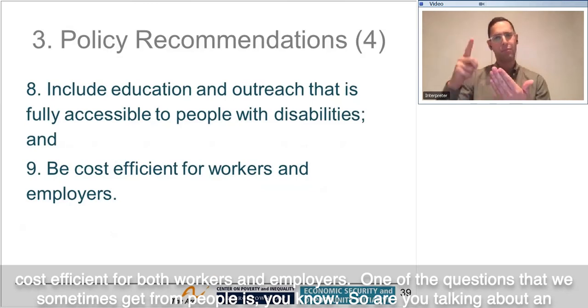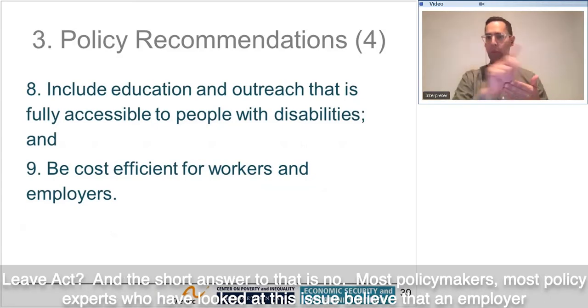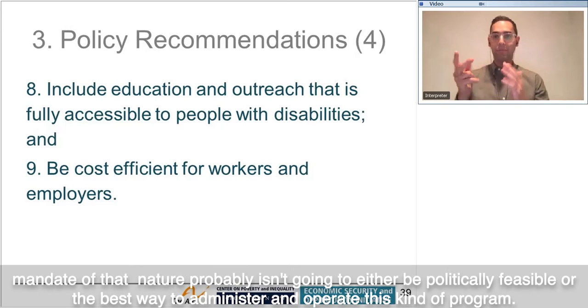One of the questions that we sometimes get from people is, so are you talking about an employer mandate, just mandating that employers provide paid leave for all of those up to 12 weeks that workers can take under the Family and Medical Leave Act? And the short answer to that is no. Most policymakers, most policy experts who have looked at this issue believe that an employer mandate of that nature probably isn't going to either be politically feasible or the best way to administer and operate this kind of program.